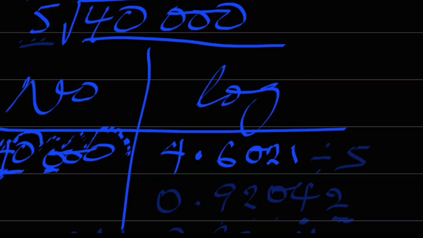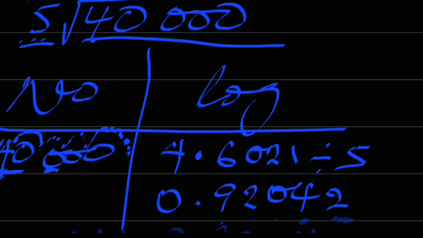Remaining this root 5. We said if we have roots, we divide with the root. So 5 root 40,000. Now we're going to make use of this 5. Divide by 5. 4.6021 divided by 5. You press your calculator, you have 0.92042.